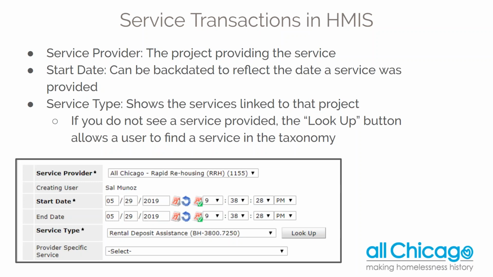So the service provider is obviously the project that's providing the service. You're never going to have an agency level, well, I don't want to say never, but for the most part, you're not going to have an agency level service. You're going to have services provided by projects, and I'll get into why a little later. Then for the start date, this start date can be backdated to reflect the date of service, and the end date can be there. If you paid a month's rent or something of that sort, then you could demonstrate that the end date is 30 days.